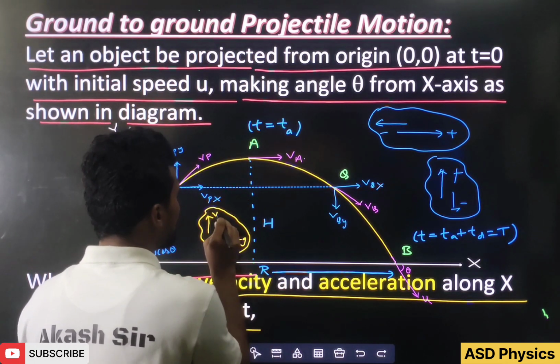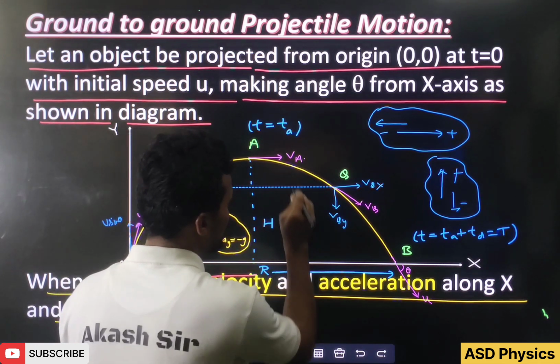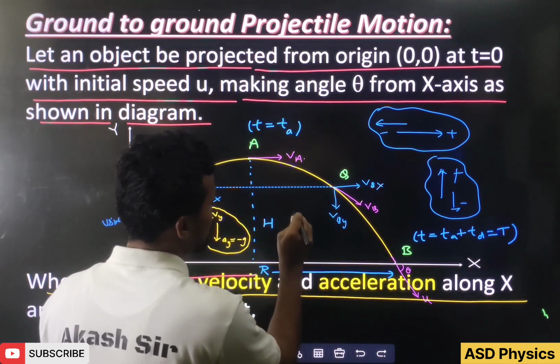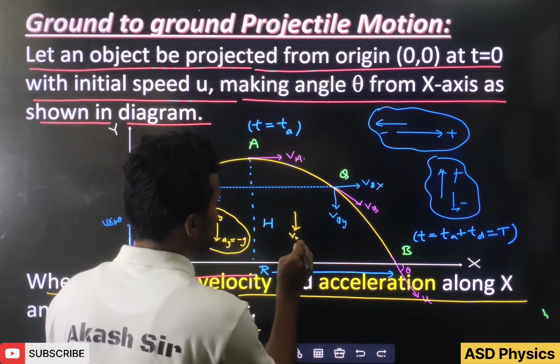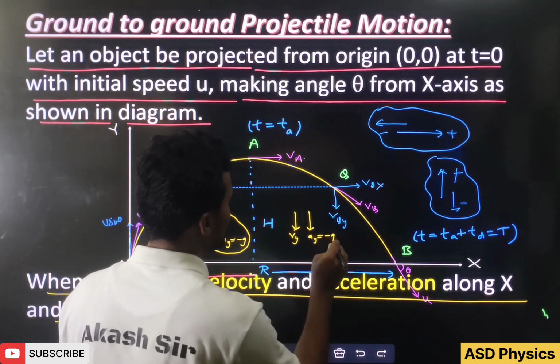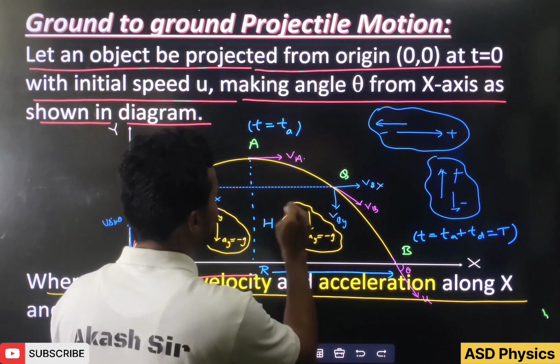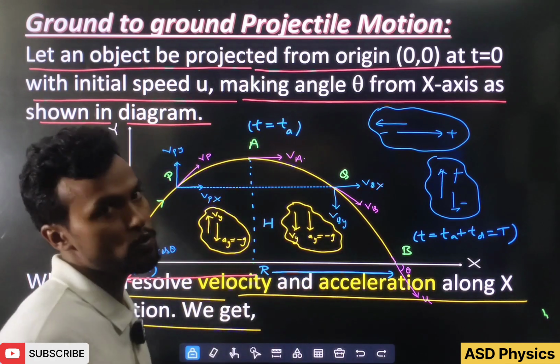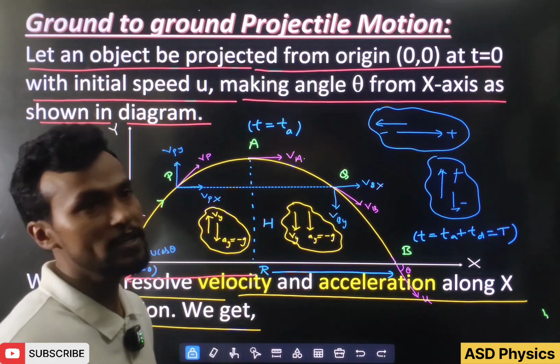Then after that, I am talking about the vertical component. From A to B, that means while coming downward, the velocity will be downward, and the gravity will also be downward here. I can write ay is minus g here. So, students, from A to B the vertical component of the velocity will increase, okay?